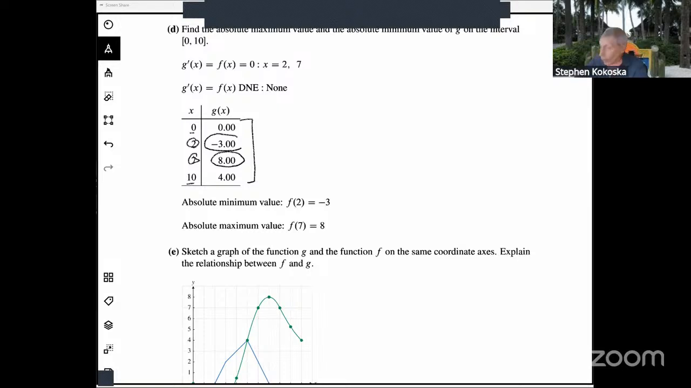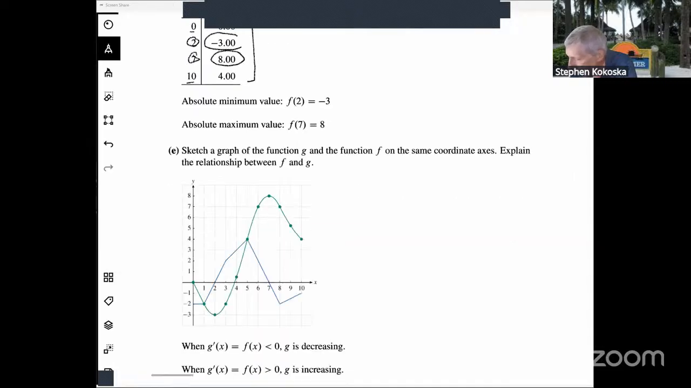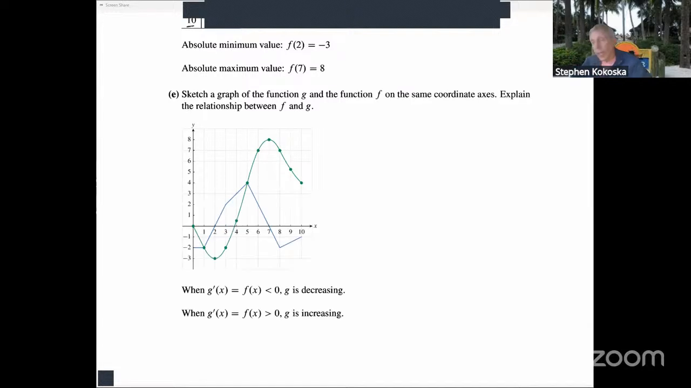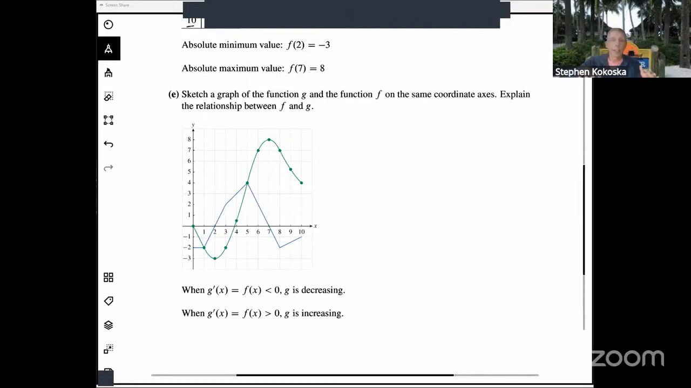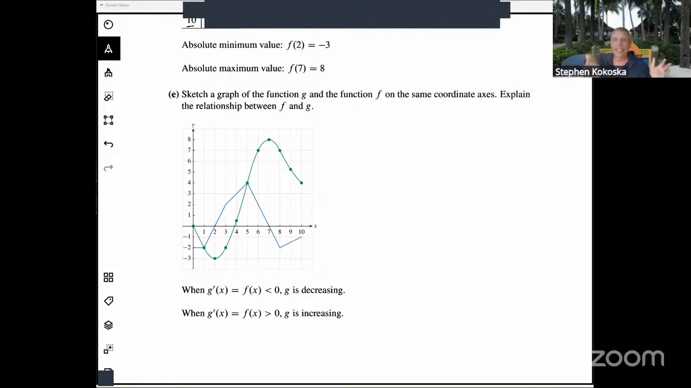So finally, Curtis, in part E, I'm going to try to tie this together with part A. What I have done is I have taken these values that I created in that table. This is the green curve. You can see all those points there. Those were my x's, g of x's, and I've connected them with a smooth curve.